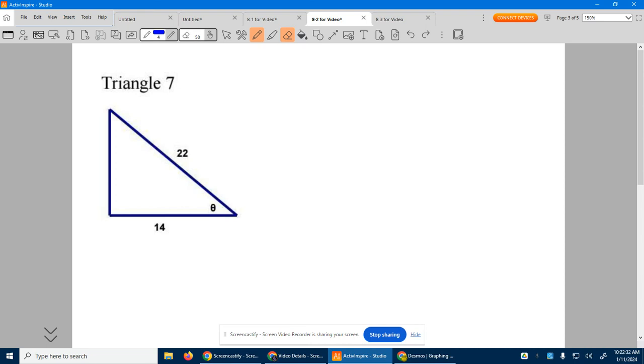Right, triangle 7, we have a right triangle. We're trying to find the missing angle down there, that symbol there, the Greek letter theta. So we're trying to find theta down here. Well, let's see what we have.